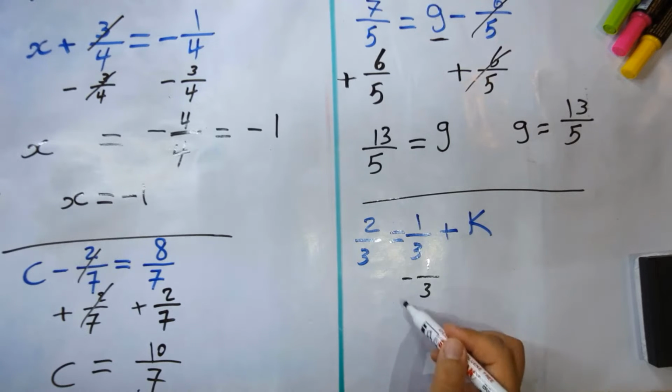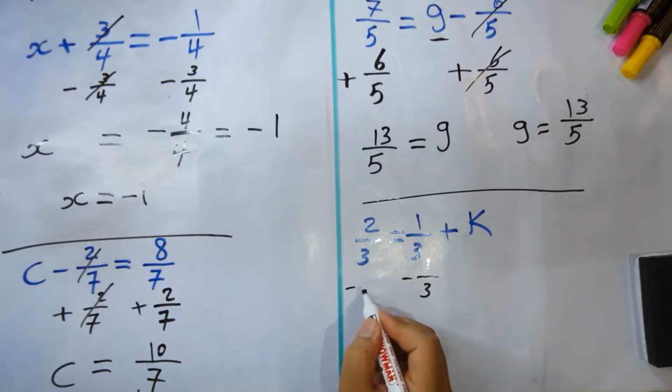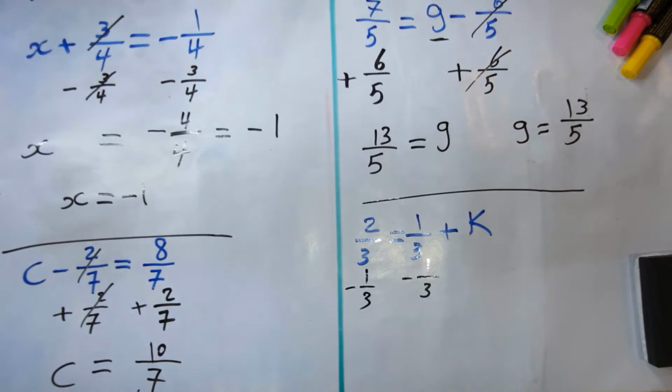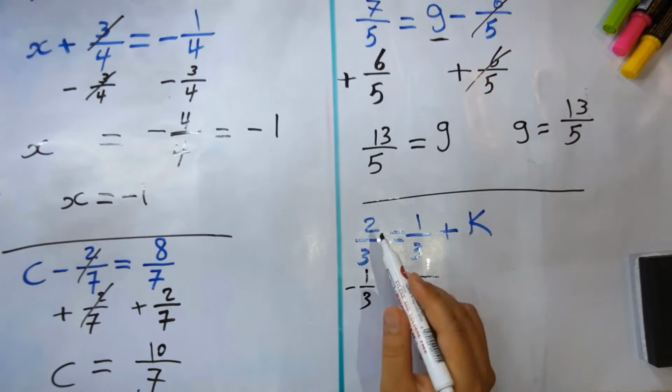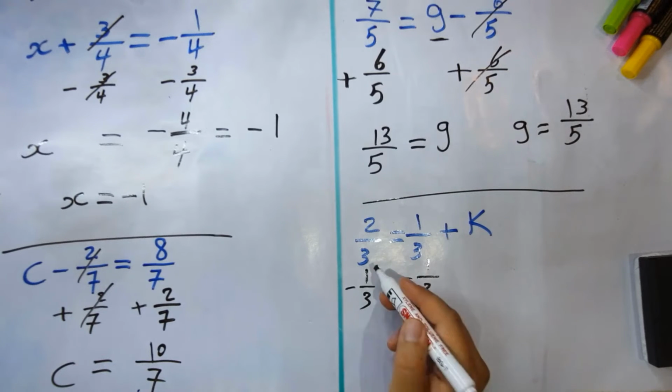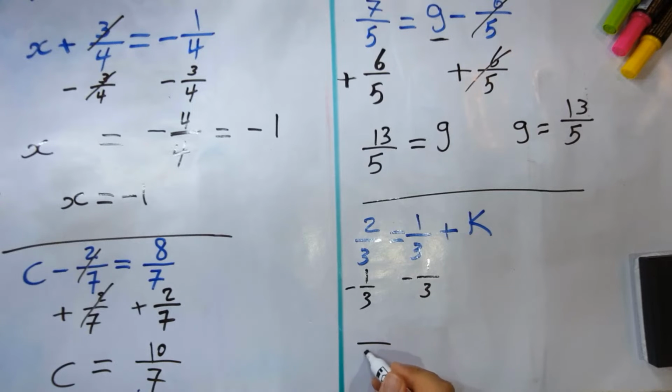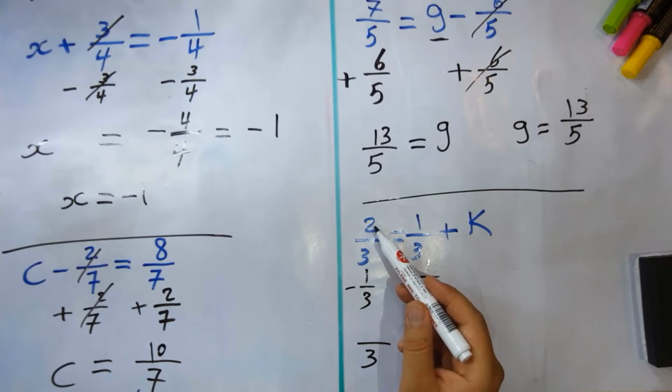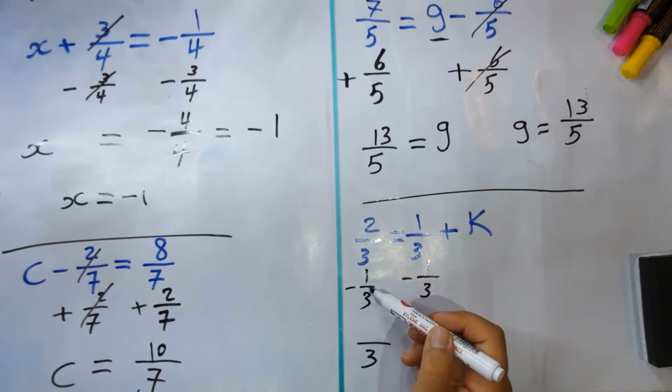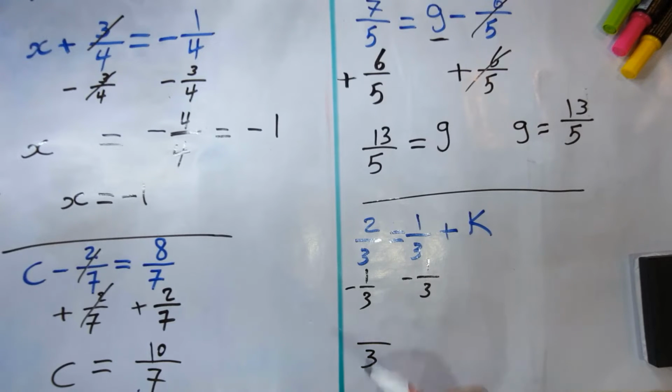You do this on the right side, then you should do the same thing on the left side. These two fractions have the same denominator, so the answer has the same denominator. The first fraction is positive and the second fraction is negative. Different signs, we should do minus. 2 minus 1 is 1.